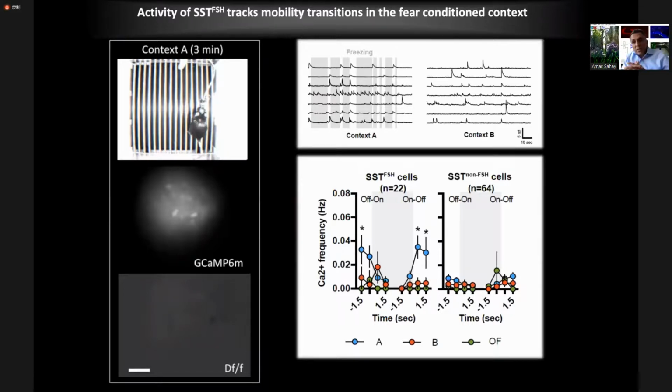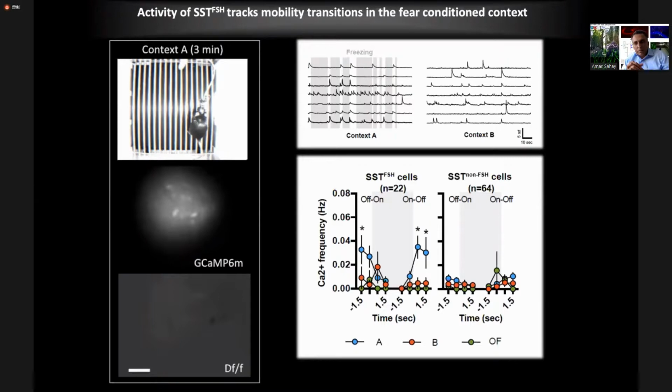The non-foot shock sensitive cells did not exhibit this activity tracking of behavioral state transitions. Furthermore, this property of somatostatin foot shock cells was seen in the conditioned context A, where the animals had to tightly regulate their mobility, rather than in context B or in the open field, where the animals are free to move around and were doing so. This suggests that somatostatin foot shock cells may be a stable population, potentially hardwired, to participate in contextual fear conditioning and recall.